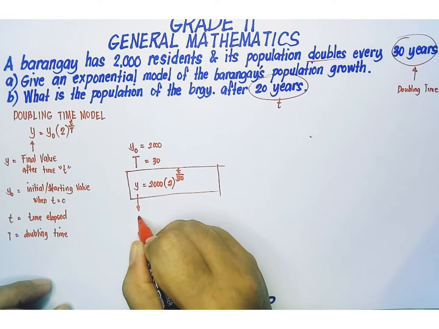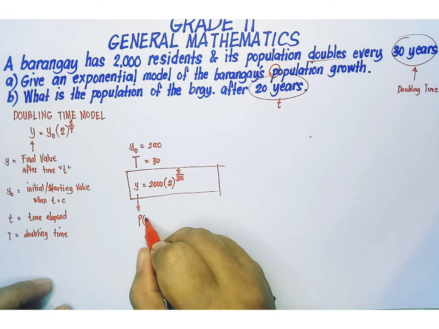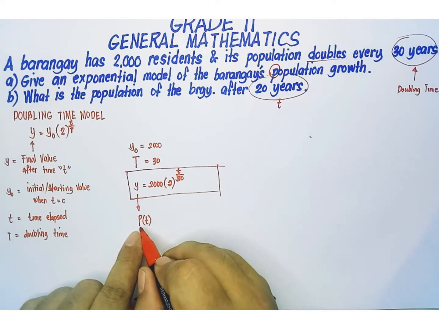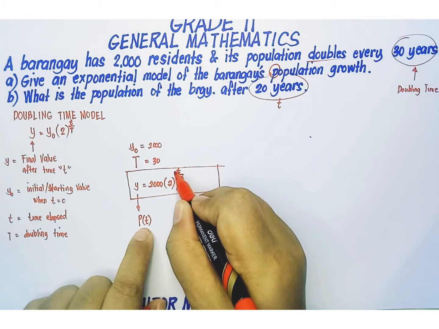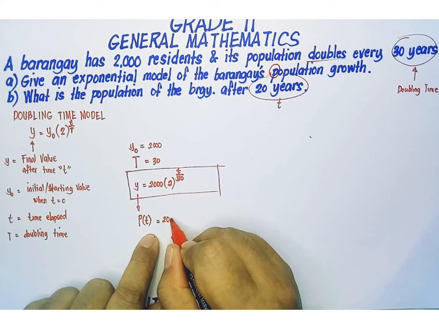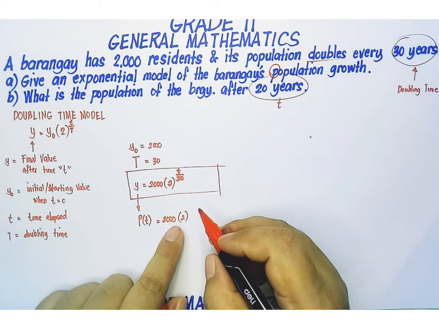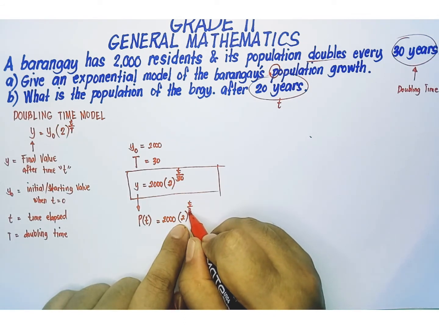Pag mas specific, kasi this is a population function, pwede mo ring i-replace yung y dito ng other notation expressing population function. So, P for population, capital P, tapos i-enclose mo dito ang small t, na ang ibig sabihin nito is the final population depends on the elapsed time t. So, this is dependent to the value of t. Kung ano yung sinasubstitute mong value ng t dito. Okay? So, pwede rin nating i-rewrite yan as P of t. Ang basa mo dito ay P of t equals 2,000 times base 2 raised to t over 30.